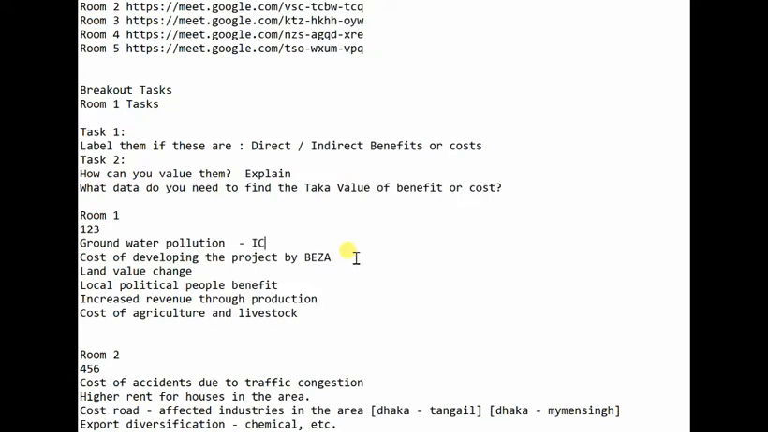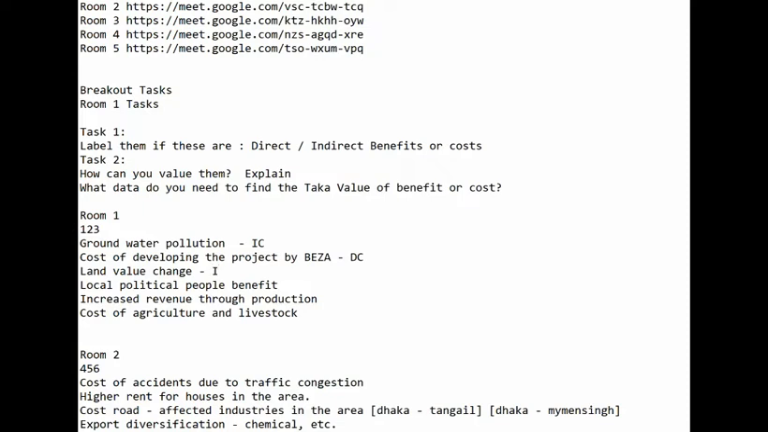Sir, should we go through the direct and indirect costs and touch valuation as well? No, I think we go first with the first question first. Okay. The next one was the cost of developing the project. Is it a direct or indirect cost or benefit? Sir, it's a direct cost. Direct cost. Okay, land value change. The land value change is an indirect benefit for us.